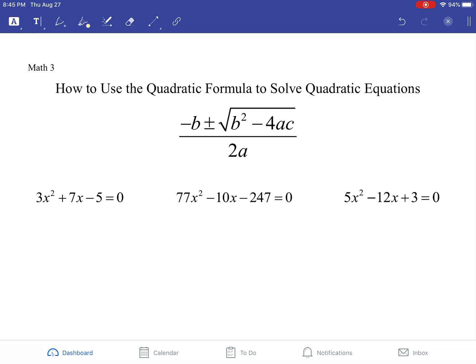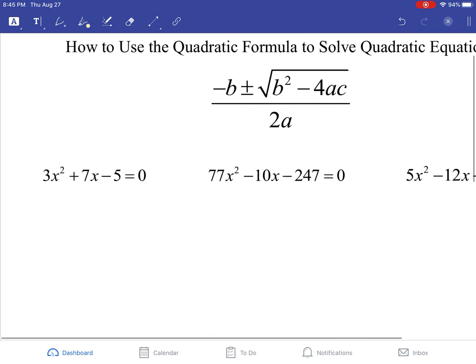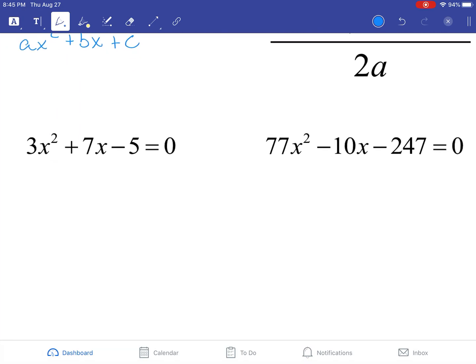we've gone through. All right, so we're going to go through a couple examples of using the quadratic formula for these equations. Quick note that all quadratic equations, in this format at least, are in the format of ax squared plus bx plus c. So the numbers corresponding to the variables go into the formula. All right, let's get started.